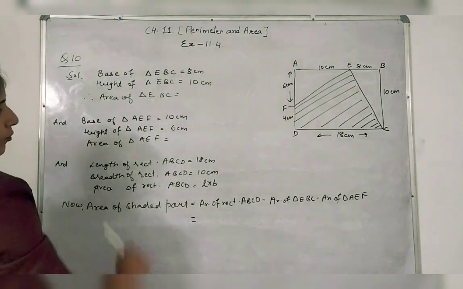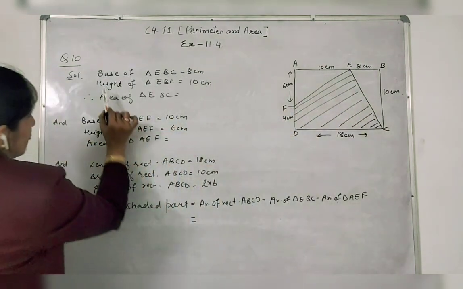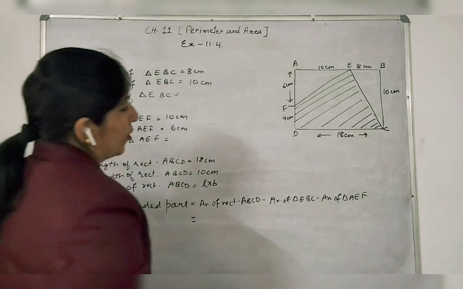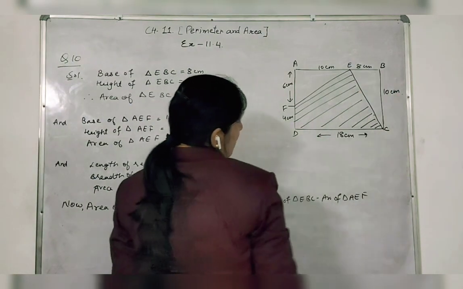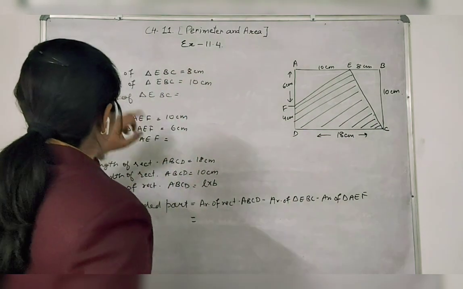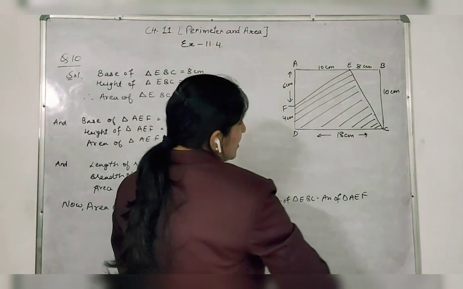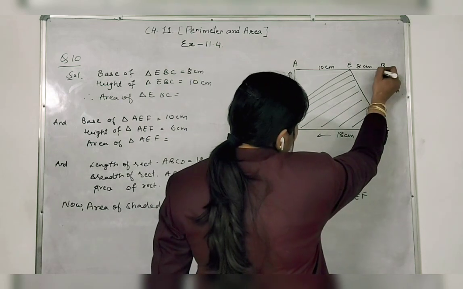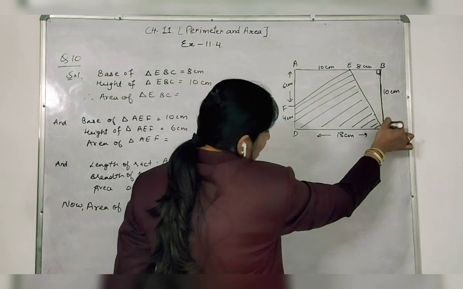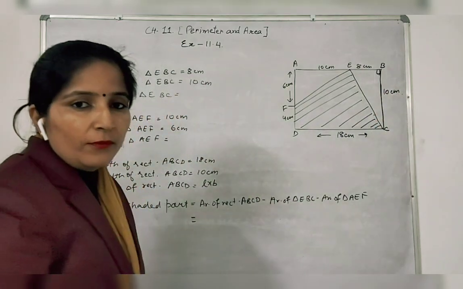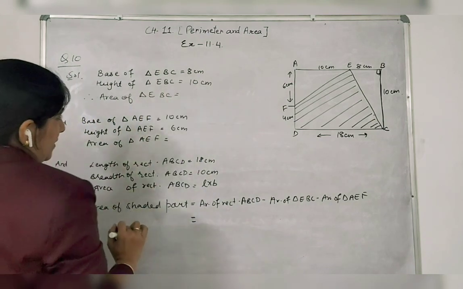First of all, we are calculating the area of triangle EBC. So for that, what is the base? I am taking the base as 8 centimeter, which is given to us. Height of the triangle EBC, you can see this is the height, because in the rectangle, this is 90 degrees. So we can consider it as the height of the triangle. So the height of the triangle EBC is 10 centimeter.